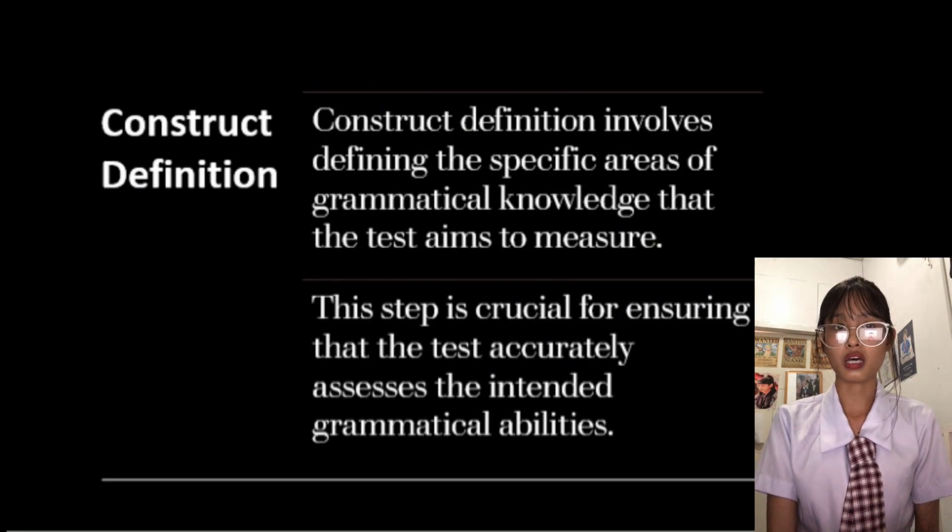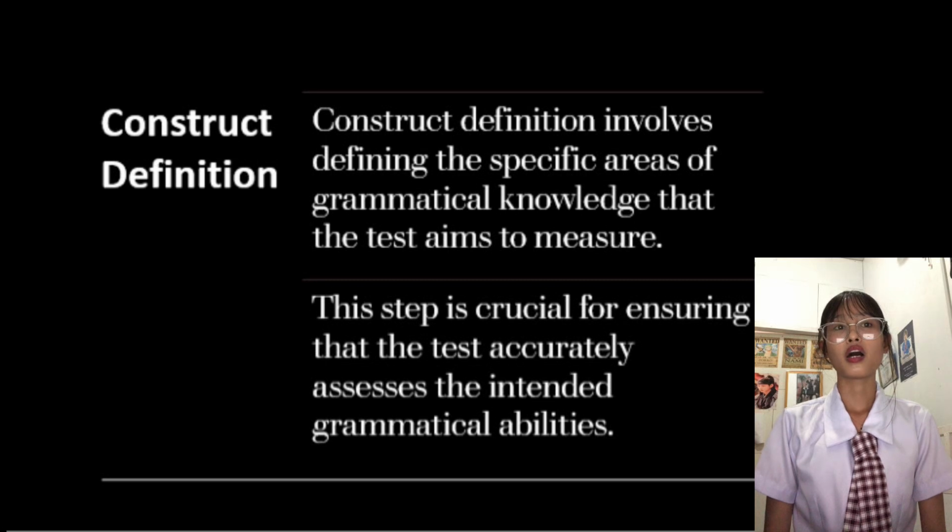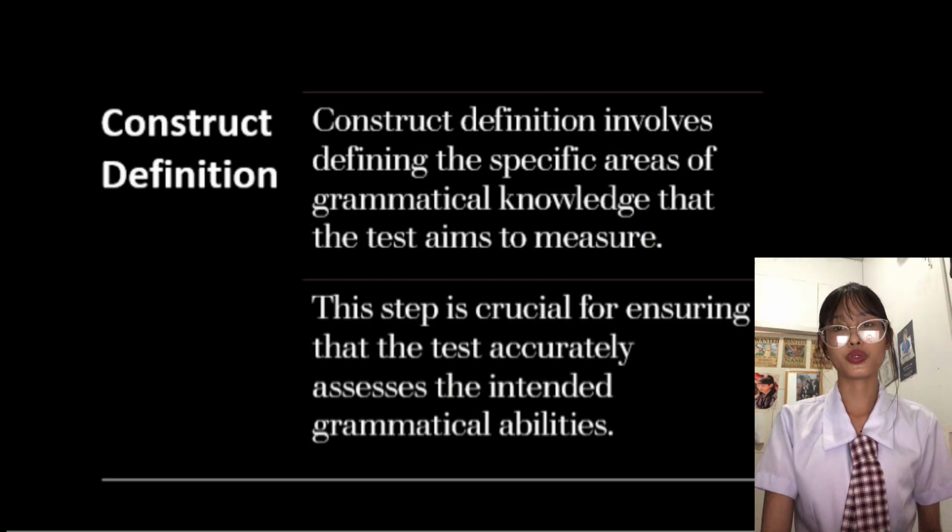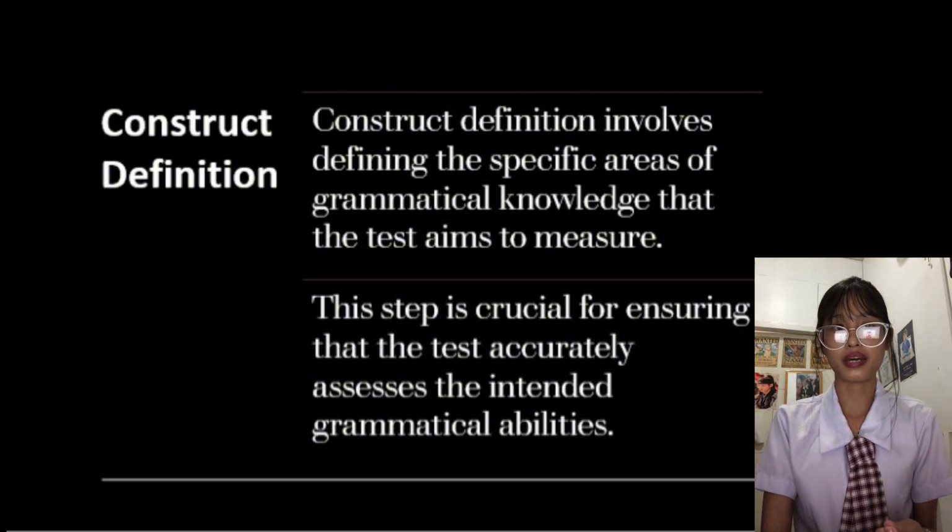This step is crucial for ensuring that the test accurately assesses the intended grammatical ability. So this means that the test should be designed to measure the specific grammatical skills that you have defined. For instance, if you have defined the construct argumentation, you need to make sure that the test tasks are designed to assess how well students can construct clear and logical arguments.